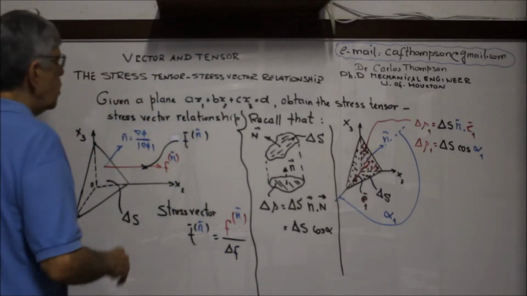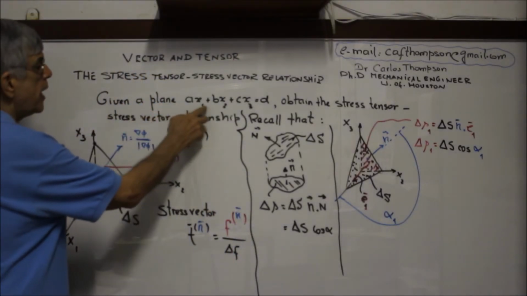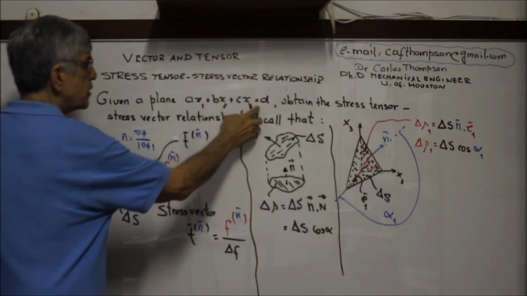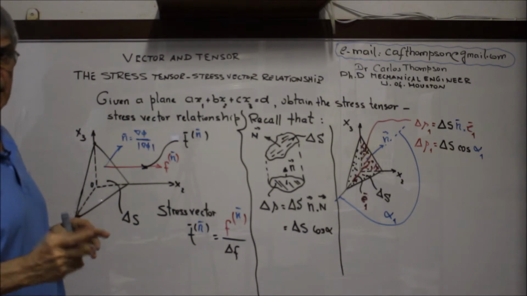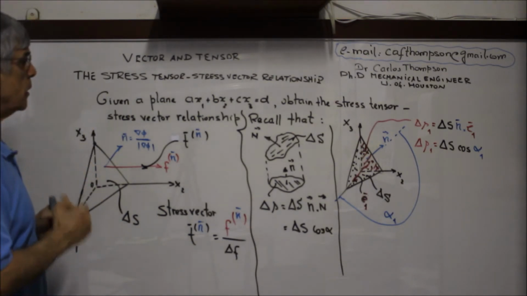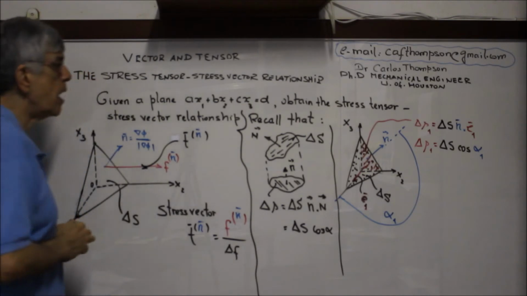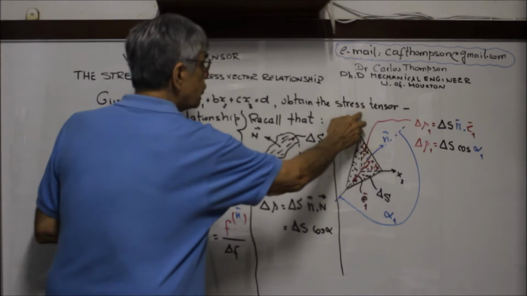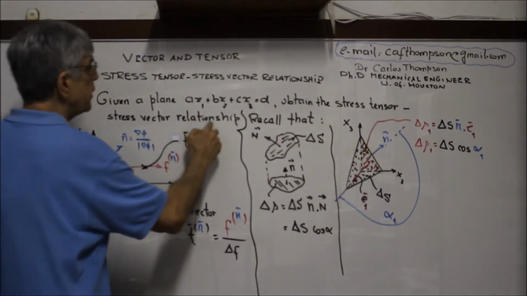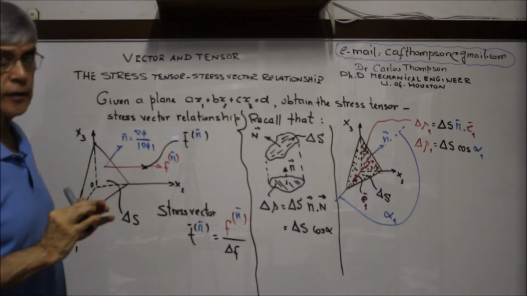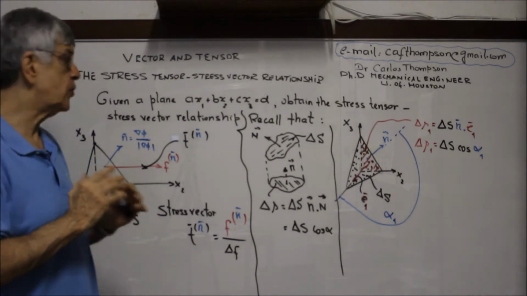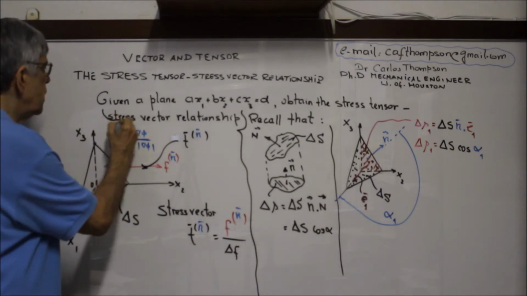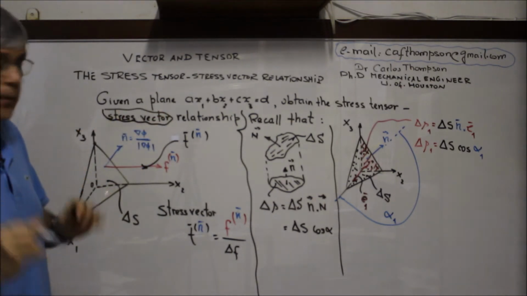Okay, now, given a plane ax1 + bx2 + cx3 = d, where x1, x2, x3 is x, y, and z from the previous lecture, and a, b, c, and d are known parameters, known constants, obtain the stress tensor, stress vector relationship. First, don't confuse the stress vector with a vector.